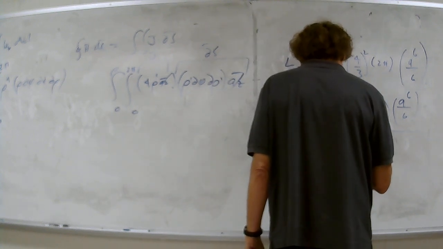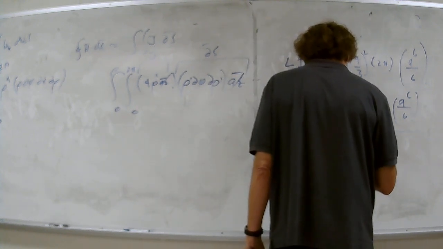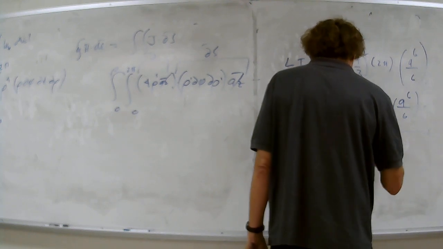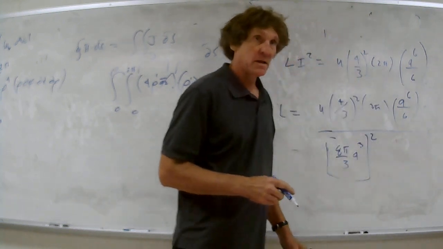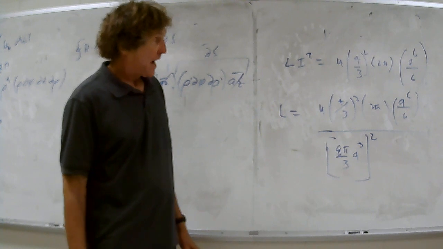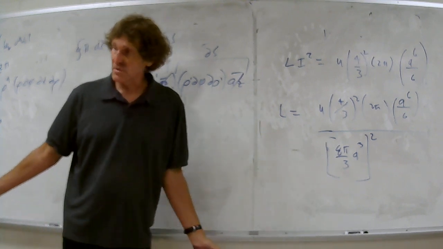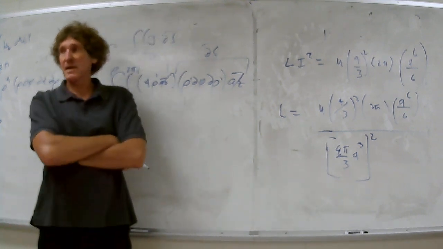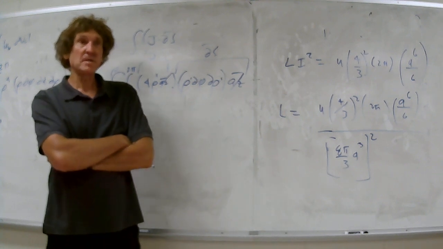8 pi over 3 a cubed. And then I got to square it, right? Yep. All right. Now, I'm just going to suggest, take one look at this with me, and I have to make some comments. Do you all follow me on this one?